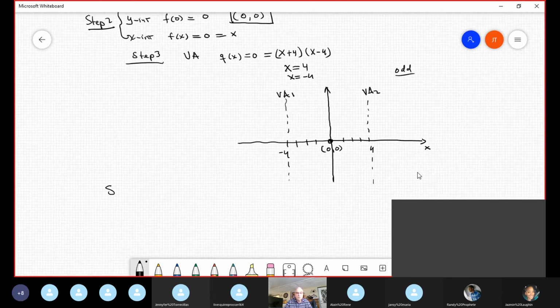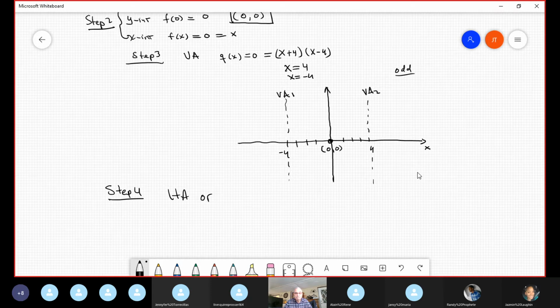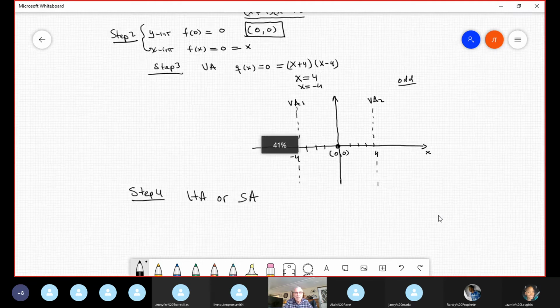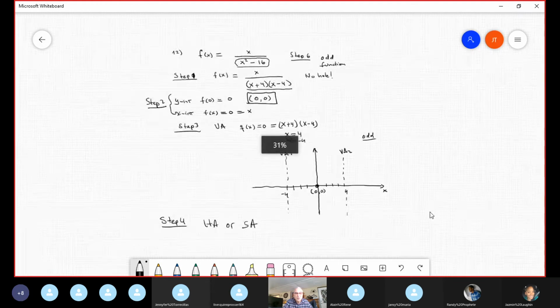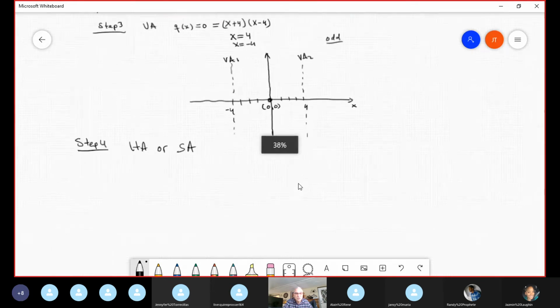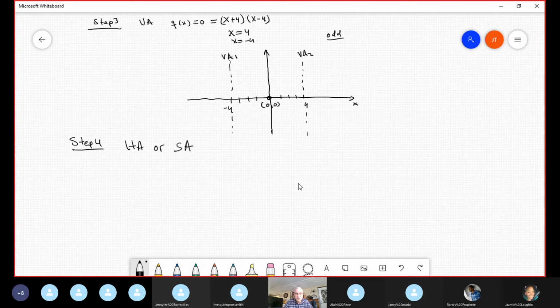Step 4, no? Very well. Step 4, horizontal or slant. What do you think about horizontal and slant? I need help because I don't remember this very well. Come on, help me with the slant and horizontal. Remember, it's analysis of the degree. Degree analysis.